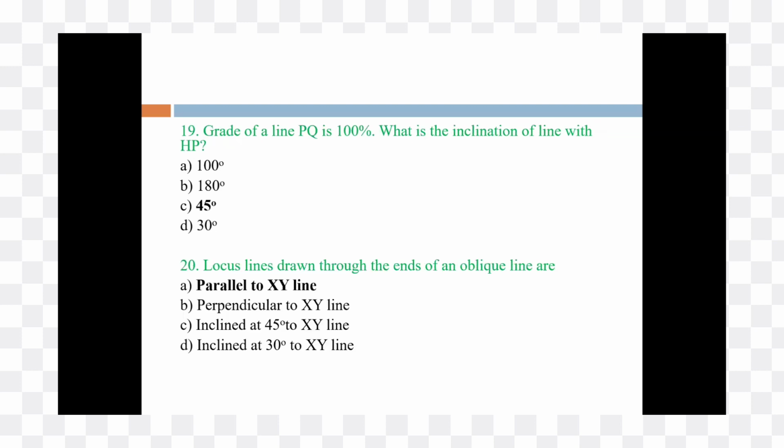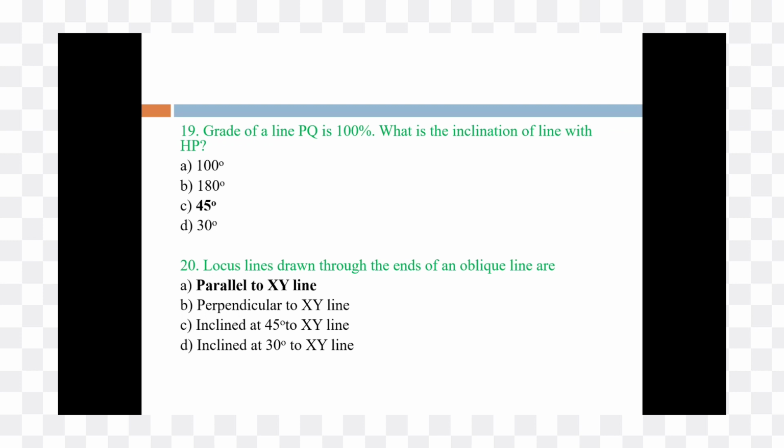Then next, 91. The grade of line PQ is 100%. Then what is the inclination of the line with HP? Okay, so here if the grade of the line is 100%, then whatever the x distance and the y distance are in case of the grade, they will be the same. And if they are the same, then we can easily tell that the inclination of the line with HP will be 45 degrees.